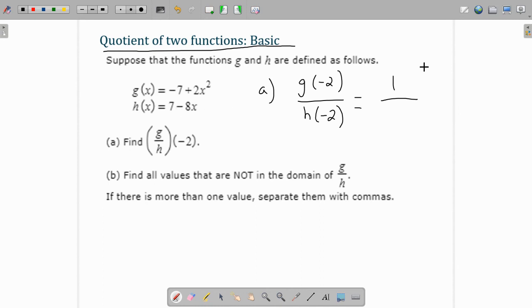Okay, so in your calculator, just put negative 7 plus 2. Remember, very important to put parentheses around that negative 2 squared. And that should give you 1. Make sure you have parentheses or the calculator will lie to you. So H of negative 2, plug in negative 2 here. 7 plus 16, that's 23. So our final answer, 1 over 23.